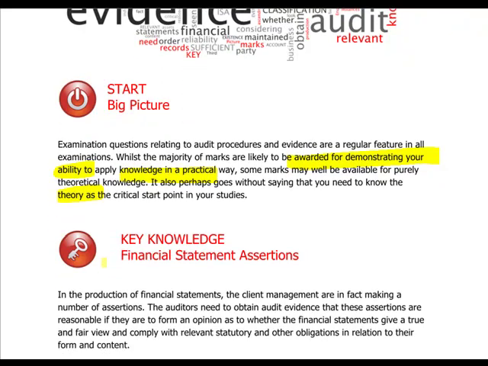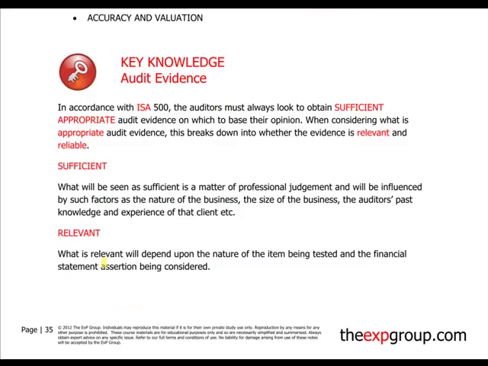Before going into financial statement assertions, I would go to the next section of the notes, audit evidence. As per ISA 500, the auditor must always look to obtain sufficient and appropriate audit evidence on which to base their opinion. Nevertheless, he has to document this. What should we take into consideration when we discuss the appropriateness of the audit evidence? This has to be relevant and reliable.